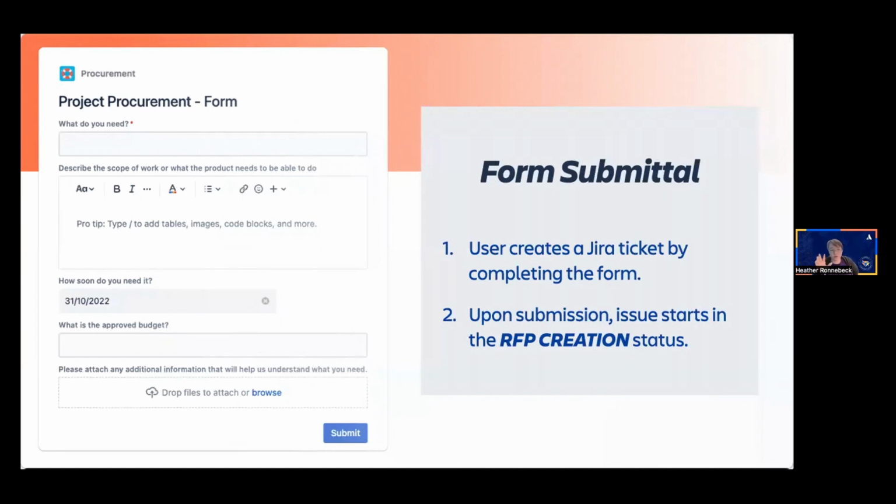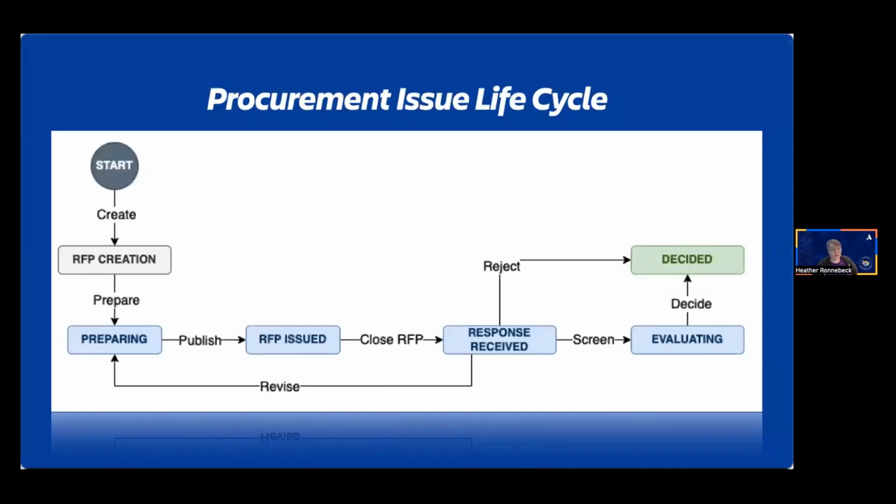To quickly bring it all together, we're going to take a quick peek at the overall life of this process. First off, we start with making the ticket. To do this, the users are going to fill in this form that we made earlier. And the issue will start in the RFP selection creation process. From there, they'll approve the budget, they'll transition it through their flow. It will go into preparing, where they draft up their RFP.